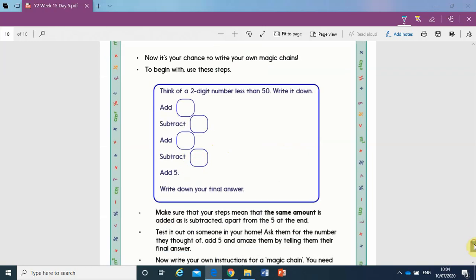So the rule is make sure that your step means the same amount is added and taken away. So if you're adding 30, and 30 might be split up into a 10 and a 20, or a 15 and a 15, you need to subtract 30. However, whatever way you want to do it, if that's a 20 and a 10, so long as you add and take away the same number, that is fine, and then adding on 5 at the end.